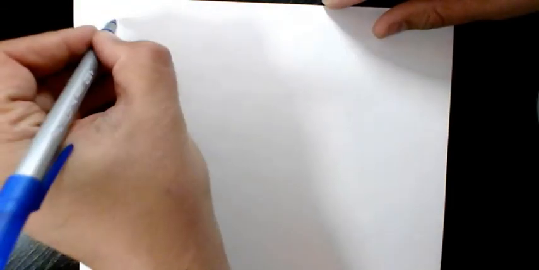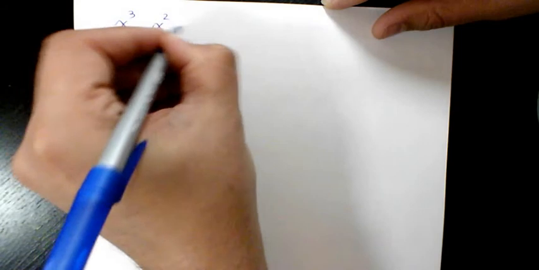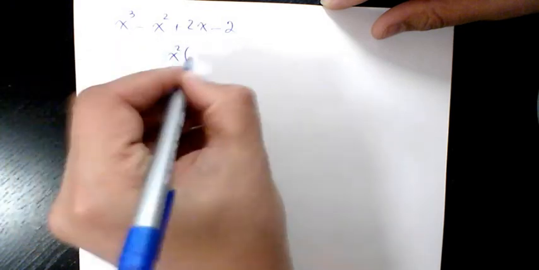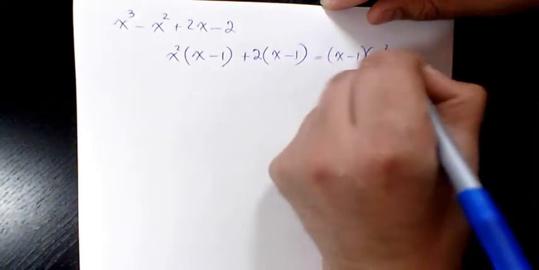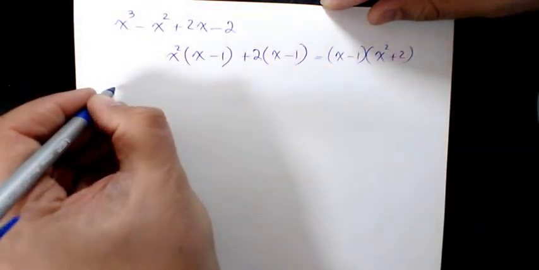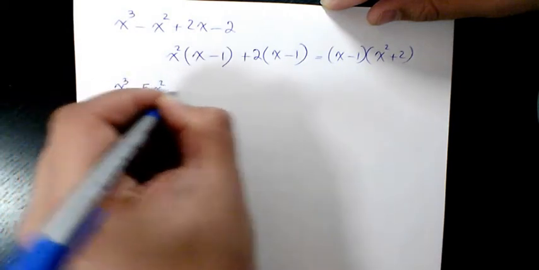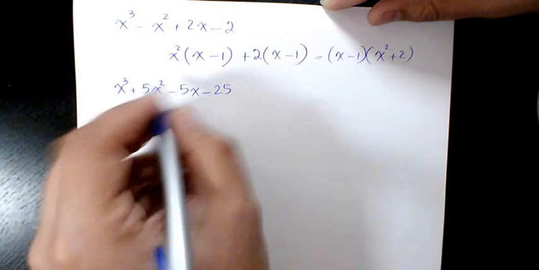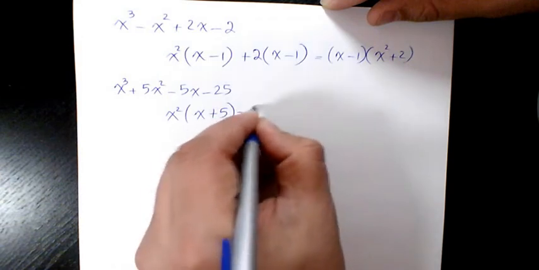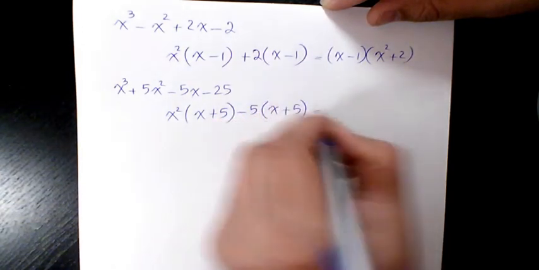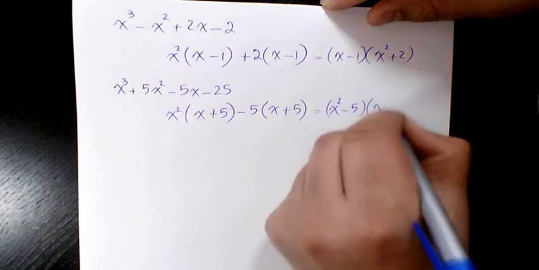Next example is x cubed minus x squared plus 2x minus 2. What I can do, I can factor x squared. x cubed divided by x squared is going to be x. x squared divided by x squared is going to be 1. Then you factor 2x minus 1. So it's going to be x minus 1 times x squared plus 2. Then you have x cubed plus 5x squared minus 5x minus 25. You factor x squared in here, so it's going to make it x plus 5, negative 5x plus 5. So it's going to be x squared minus 5 times x plus 5.